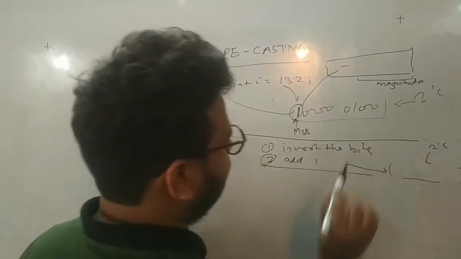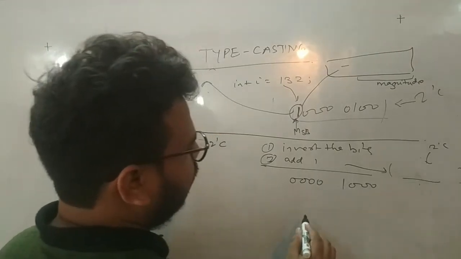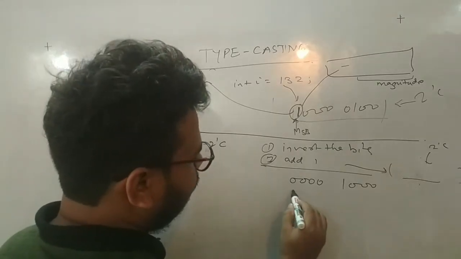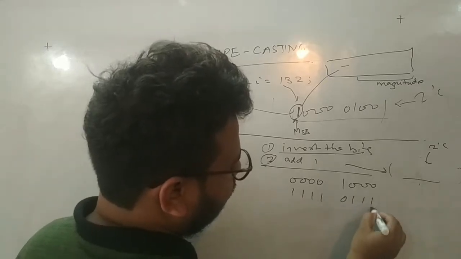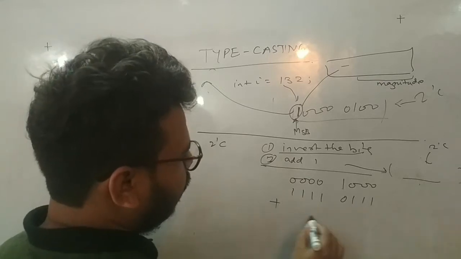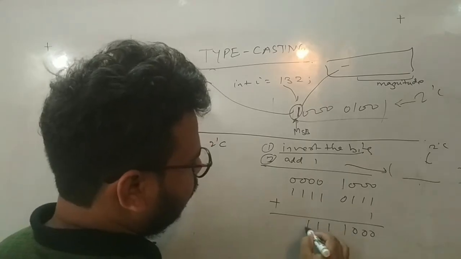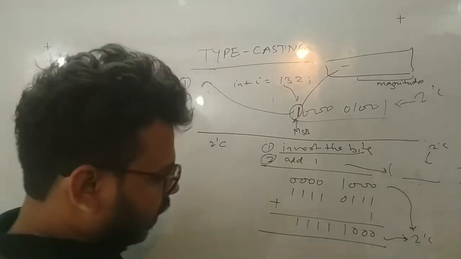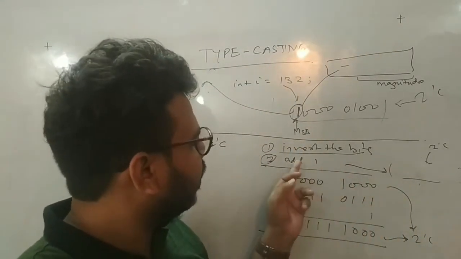Suppose in this example we have 0 1 0 0. In this case, first of all we will invert the bits: 1 1 1 1 0 1 1 1. Wherever it is 1, we have to make it 0. Wherever it is 0, we have to make it 1. And now we will add 1. Now this value is the 2's complement of this number. So in case of 2's complement, we invert the bits and add 1.